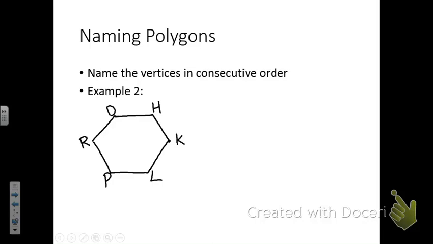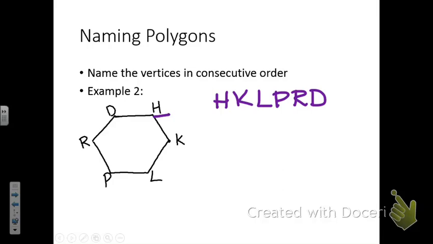So, let's see. Lucas, pick a vertex. H, okay? Blake, clockwise or counterclockwise? Clockwise. So if I'm starting at H and I want to go clockwise, then what would have to come next? K, and then L, P, R, and D. Good. So that's one way that we can name this figure.